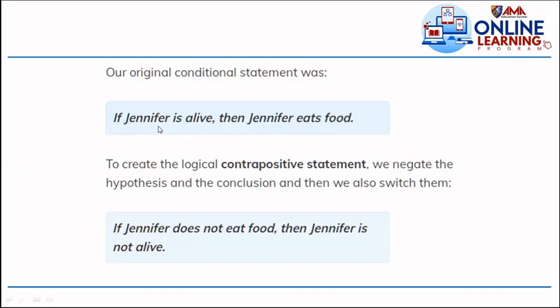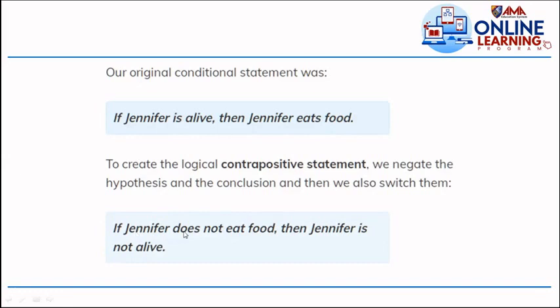So this is true, this is also true din, no? Pag buhay siya, kumakain siya ng pagkain. So gagawin natin ngayon, to create the logical contrapositive statement, we negate the hypothesis and the conclusion, then we also switch them. So pagbabalik na rin po dito. So this is now your contrapositive statement form.